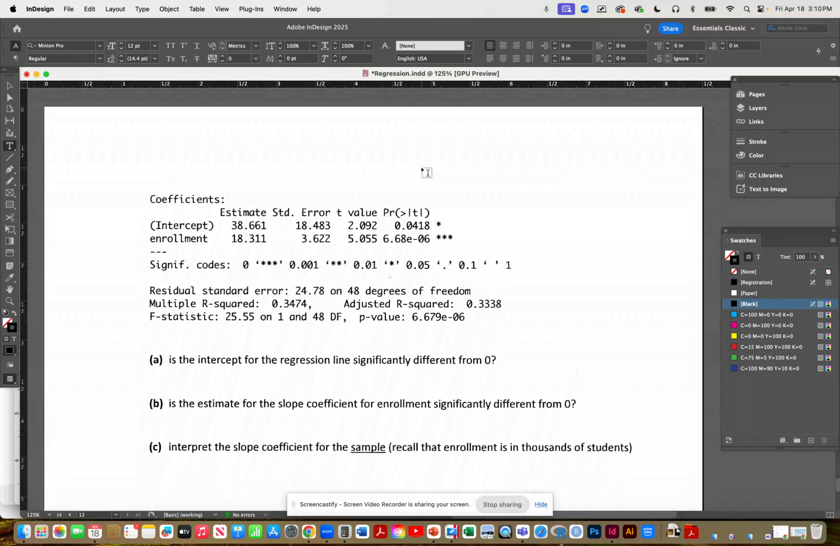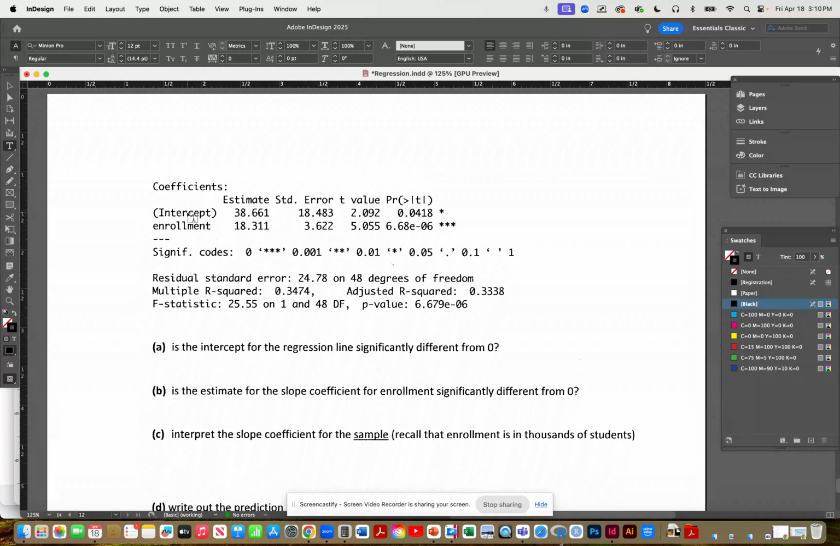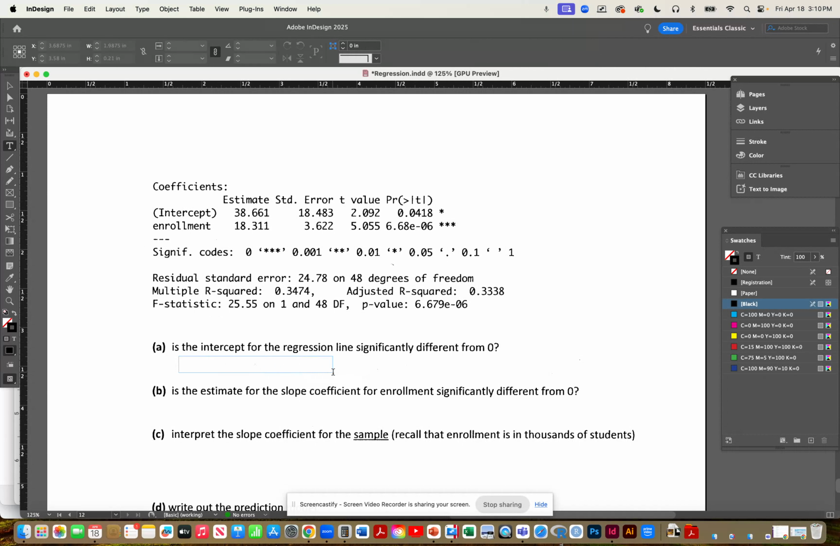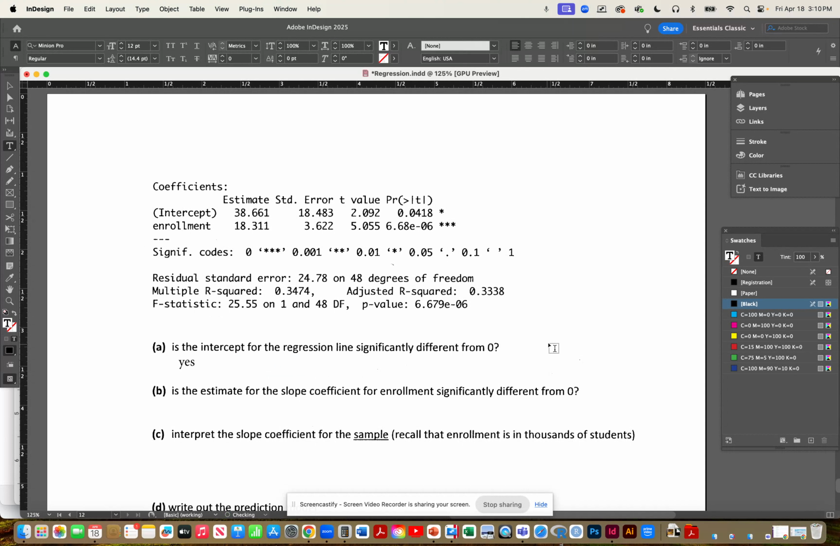This is our output. Looking at this first line, the intercept, we see that it's estimated to be 38.661 with a standard error of 2.092 and a p-value of 0.0418, which is less than 0.05. So we reject the null hypothesis. Is the intercept for the regression line significantly different from 0? Yes. And that's because of this p-value right here.